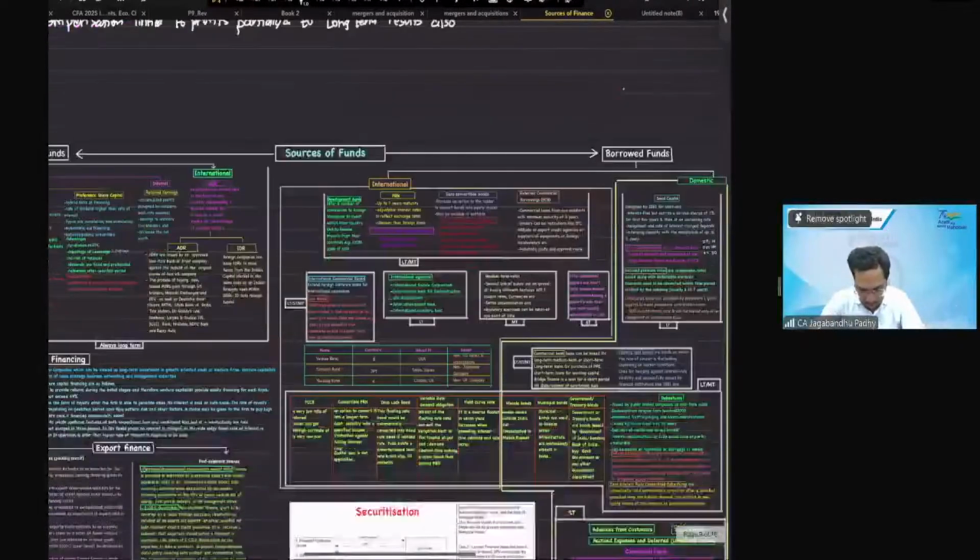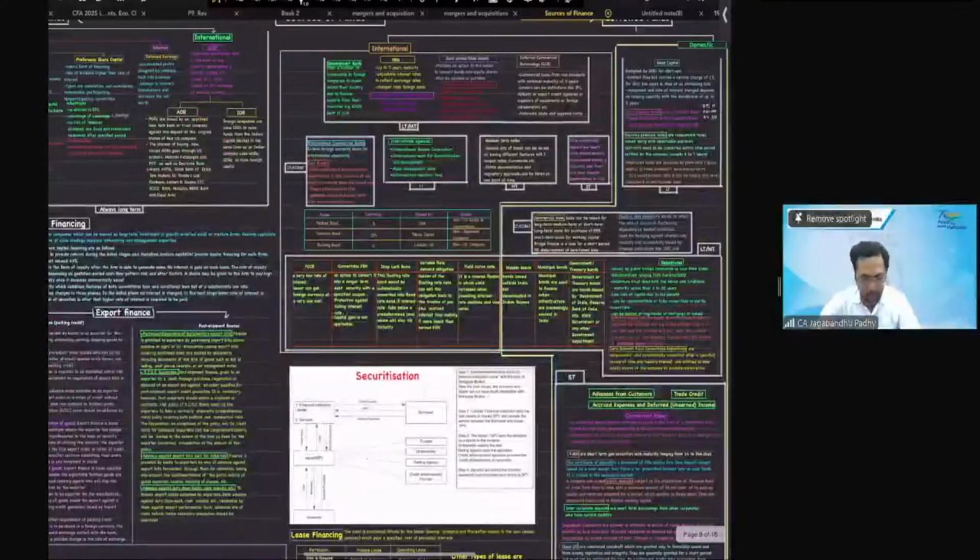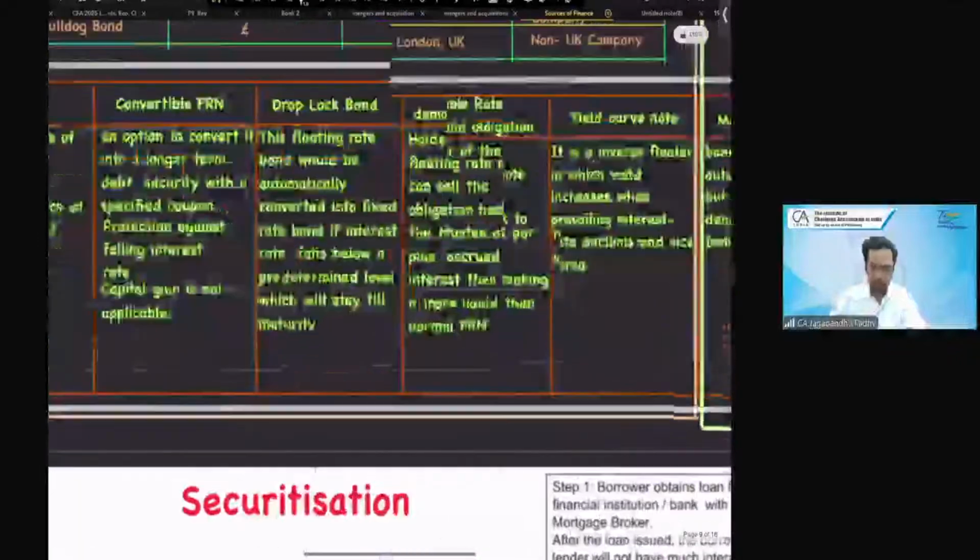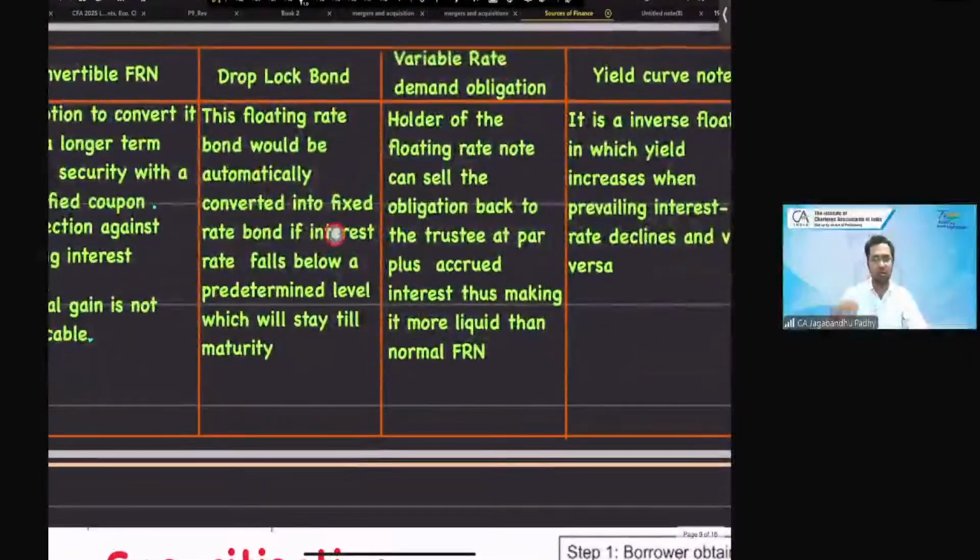Drop lock bonds are like floating rate bonds, which will become a fixed rate bond if the interest rate goes below a certain rate. So if the interest rate falls below a certain rate, this floating rate bond will become a fixed rate bond.